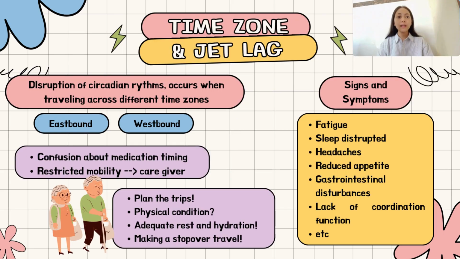Hello, my name is Komal Sribungasdani with the last three digits of student number 241. I will explain the jet lag and time zone in elderly traveler. Jet lag is the disruption of circadian rhythms that occurs when traveling across different time zones. The duration of jet lag depends on the number of time zones crossed.